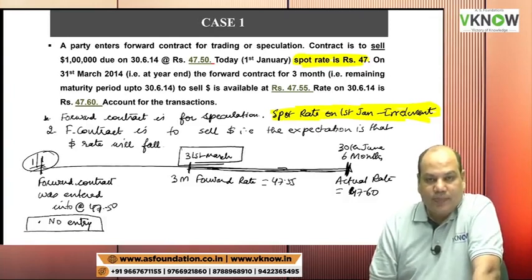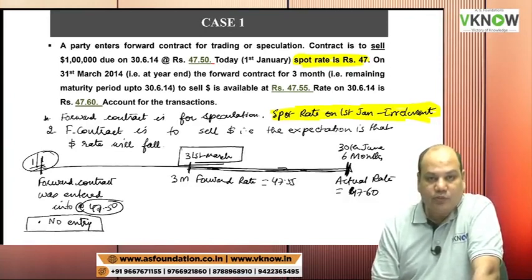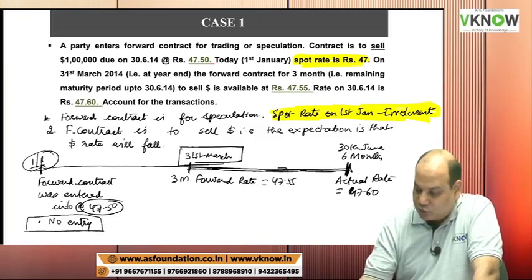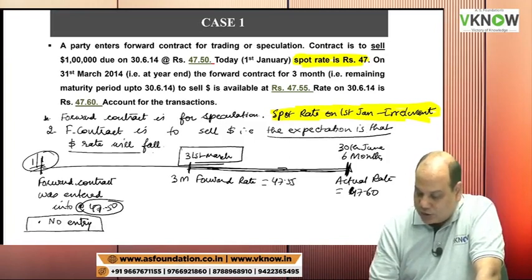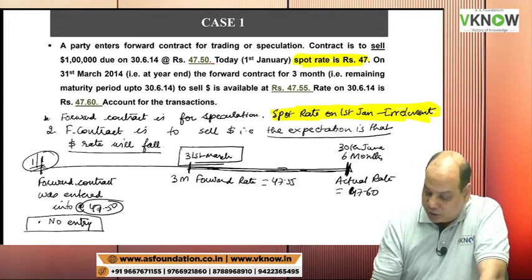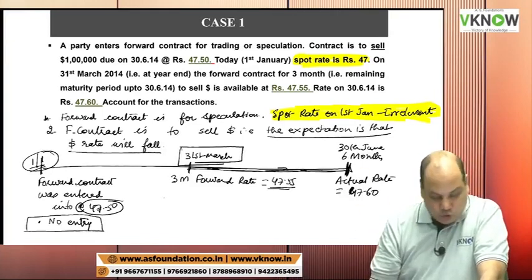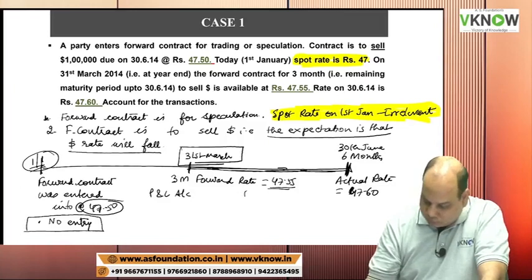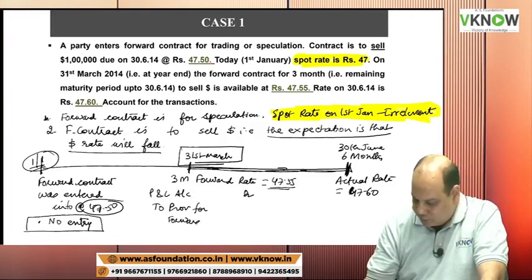Then you come to 31st March. Now you see what is your forward rate, 47.50. Forward contract was to sell. So expectation was that the rate will fall, but the rate has actually gone up. So there is a potential loss. So you will pass an entry for loss. P&L account debit to provision for forward contract.